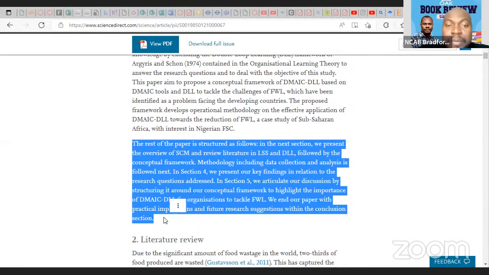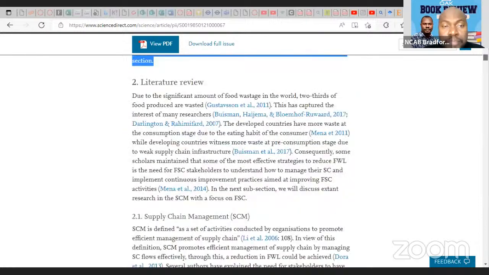So: the rest of this paper is structured as follows. I would love to see this if students write that the rest of this essay or the rest of this report is structured as follows. The next section presents this, the next section presents that, simple as ABC. And for each next section, that is what you'll be focusing on. I will advise you to pick this paper and read it, it will really help you.